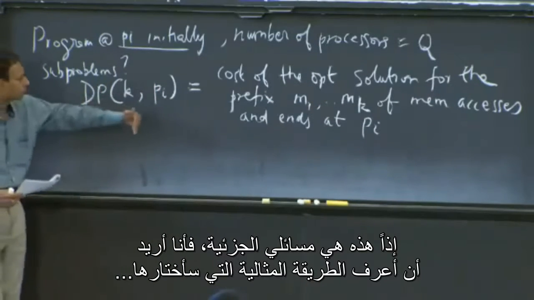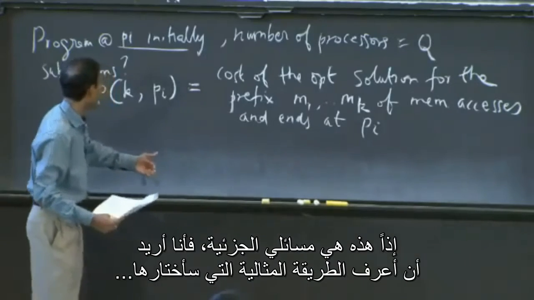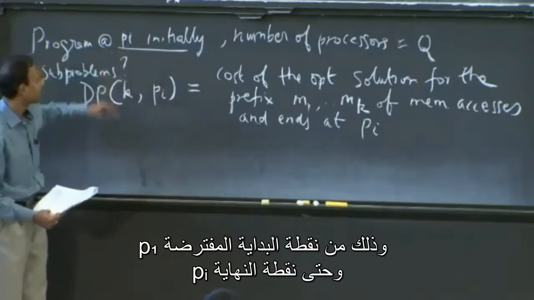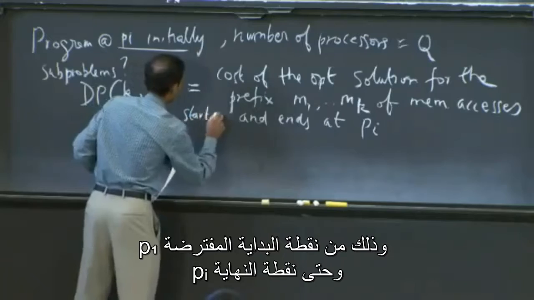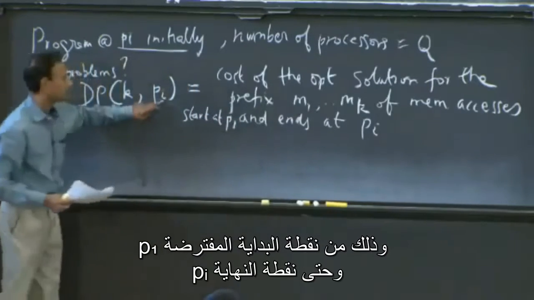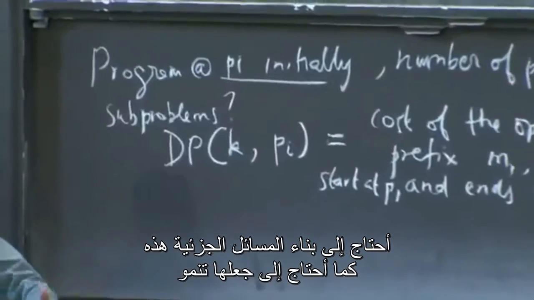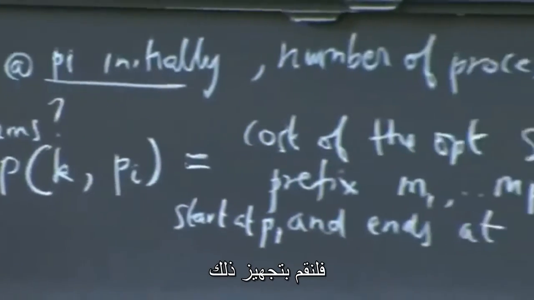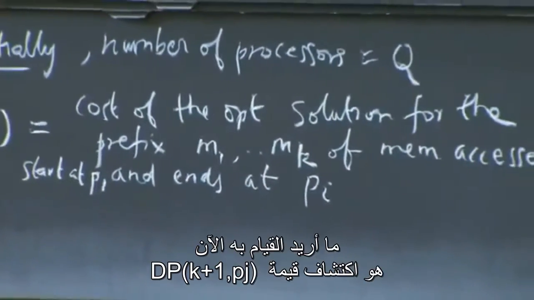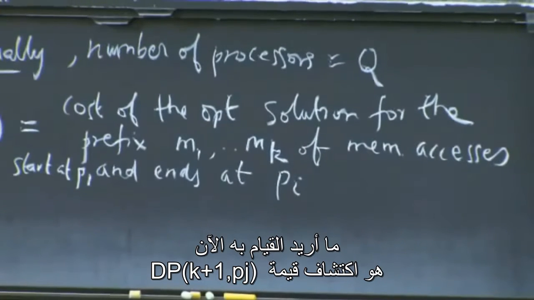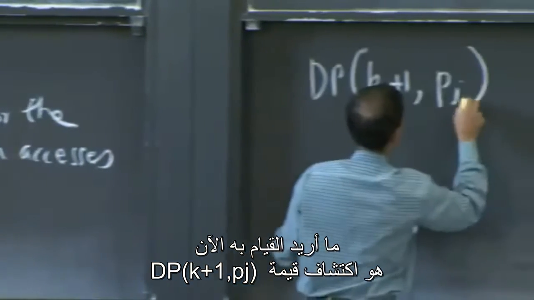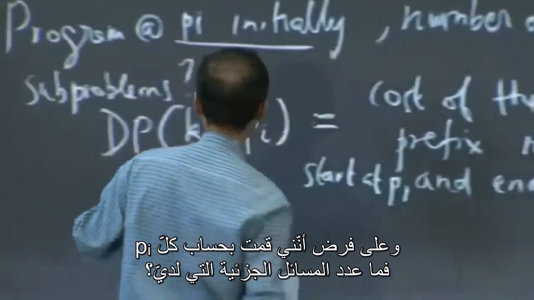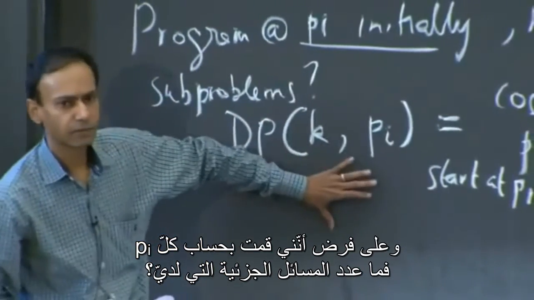I want to know, as I build this up, what is the optimal way that I'm going to choose between migrations and accesses for the first K memory accesses, assuming a starting point at P1 and ending at some PI. And I need to build up these subproblems, and I want to grow them. Okay? So let's go ahead and set this up. What I want to do now is figure out dp[k+1][j], and assuming I have all of the dp[k][i] computed.